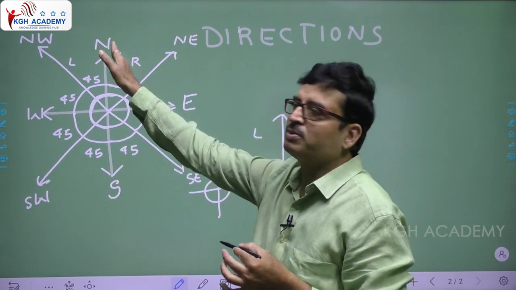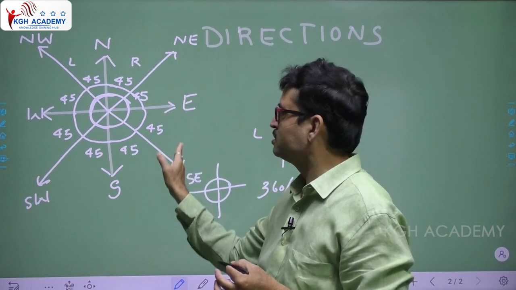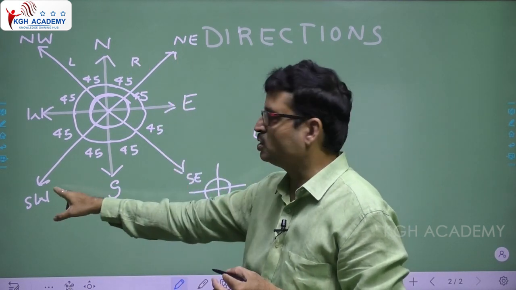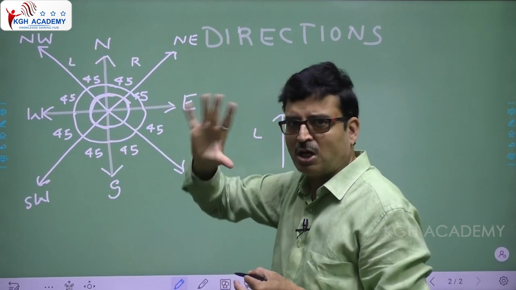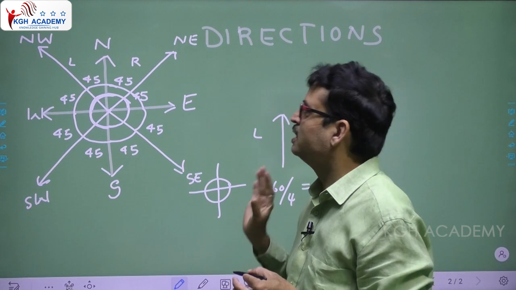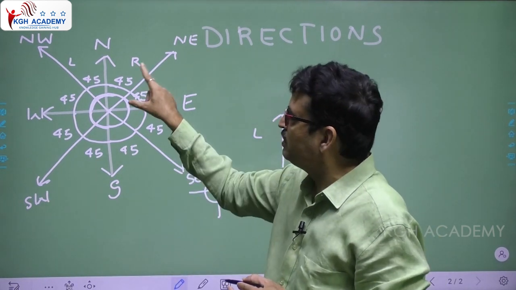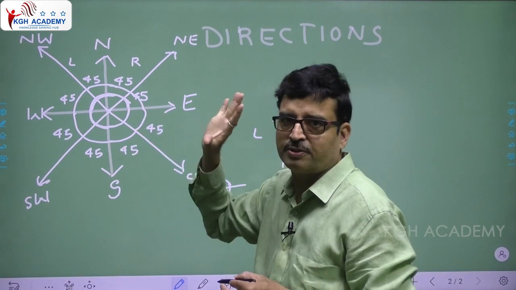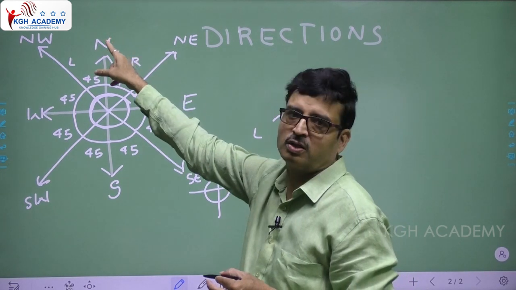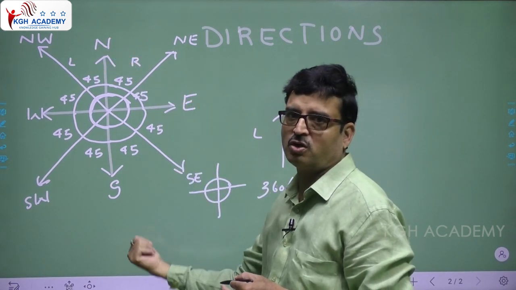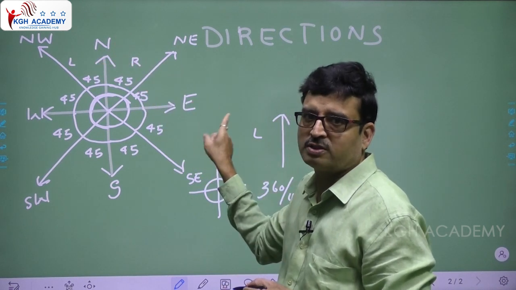Starting from the top: north, northeast, east, southeast, south, southwest, west, northwest, north. But how to remember this? I'll tell you a super shortcut. When you take this, assume it as a clock. So when you take a clock, we know that this is 12 o'clock, 3 o'clock, 6 o'clock and 9 o'clock.